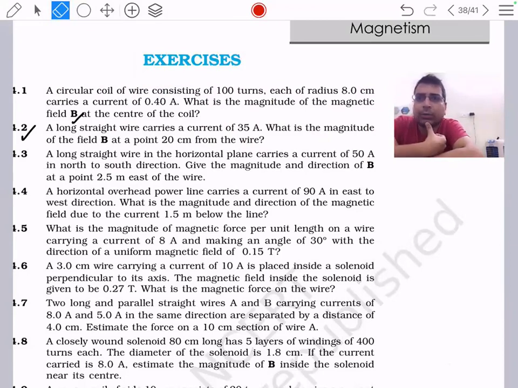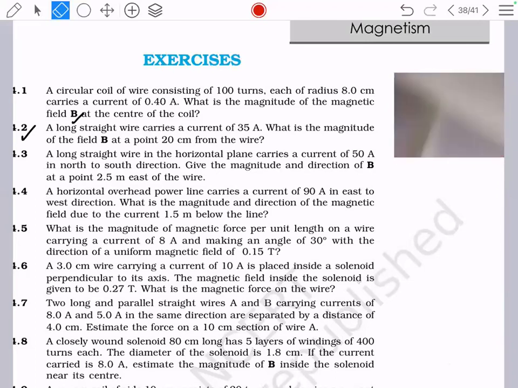Mu naught I by 2 pi a. Is there anyone who is not able to understand? Anybody who wants me to solve and show? Sir, can you solve it, sir? Okay. So listen.